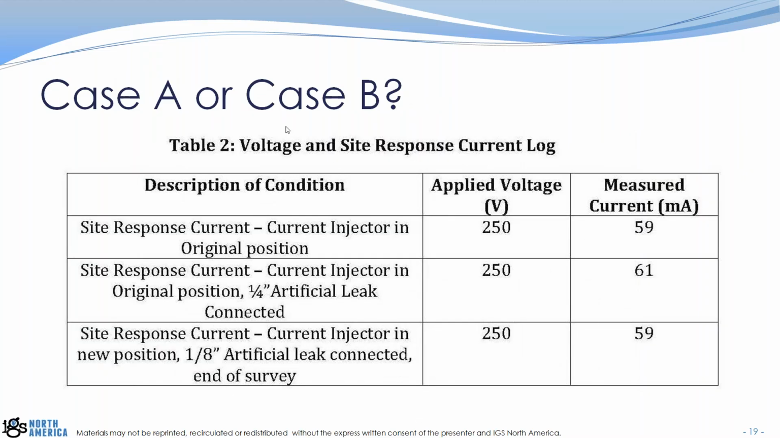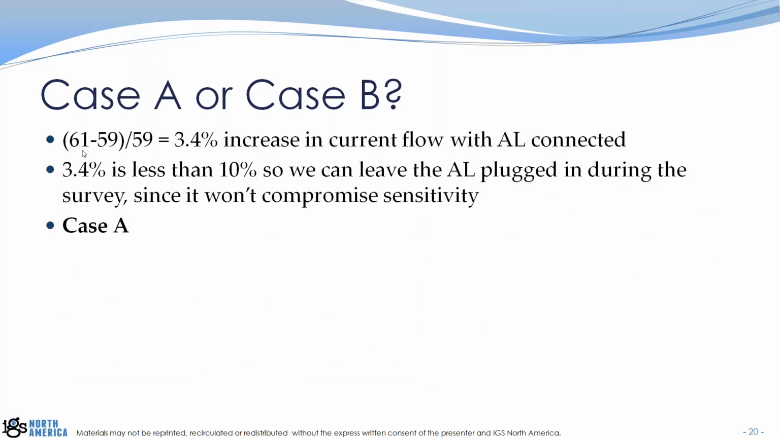So there's case A where you're allowed to leave the artificial leak in, case B where you're not. We're going to figure out how to calculate that. This is a site where I applied 250 volts and I get 59 milliamps. Then I plug in my quarter-inch artificial leak and I get 61 milliamps. So let's do that calculation. It's 61 minus 59, the difference, divided by the initial. So it's a 3.4% increase.